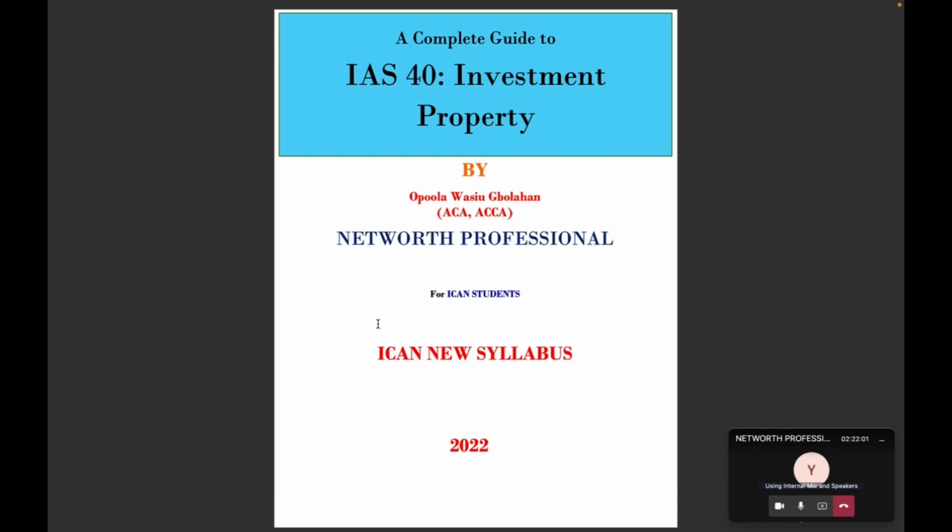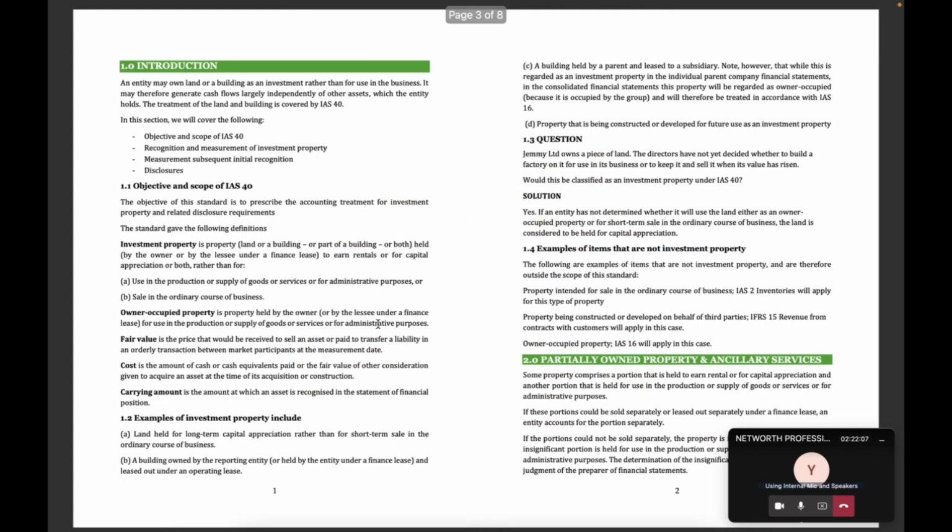Now we want to look at investment property. This is a shorter standard than IFRS 5. Majorly here, we'll first understand what an investment property is. Then we would look at the recognition and measurement of an investment property.